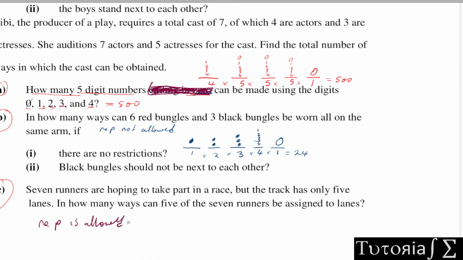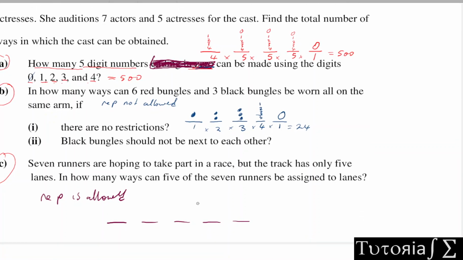If repetition is allowed, then we would have 5 slots, 1, 2, 3, 4, 5. Then how many 5-digit numbers can be made from this number? So we would consider the fact that on the last space here, we can have a 0, 1, 2, 3, or a 4. So we would have 5 possible numbers here. Then here, repetition is allowed. Again, we can have 0, 1, 2, 3, 4. So that is 5 possible numbers.